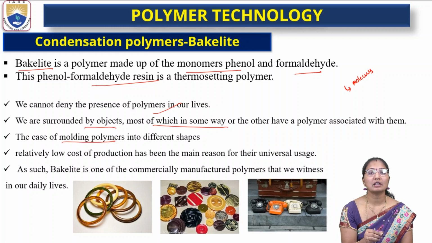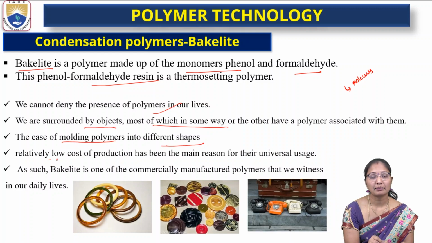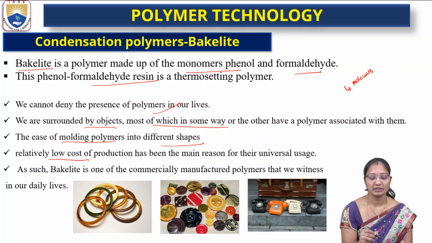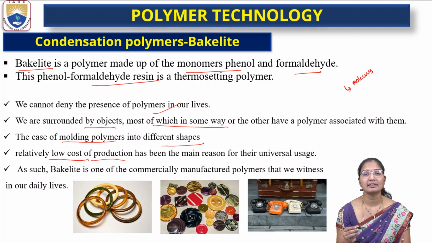The ease of molding of these polymers makes their use widespread, because they are easily moldable to different shapes. The production cost is also very less compared to steel or iron products. Some polymers are biodegradable or recyclable, and polymers like thermoplastics and thermosetting polymers can be recycled and remolded. This is the main reason for the universal acceptance of these polymers.